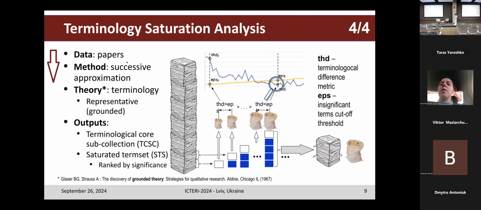Therefore, as outputs, we received a much smaller terminological core subcollection with a very similar terminological footprint onto this scientific domain compared to the complete pile of papers, but the collection was much smaller and still representative. And secondly, the saturated term set that was representative for describing the domain and could further be used in knowledge engineering work.